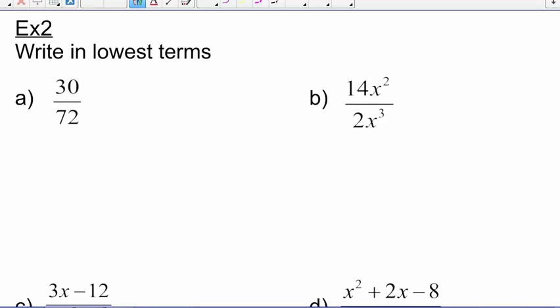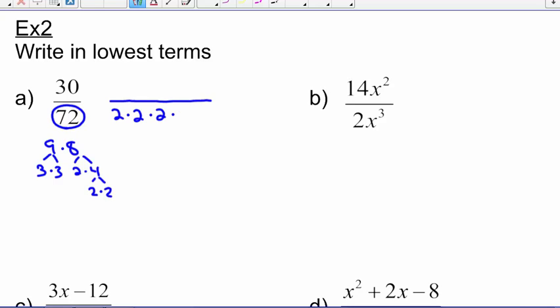So in example 2, I want to write these in lowest terms. I have 30 over 72, and I want to see what's the same in both of them. So how can I break up 30? How can I break up 72? Well, 72, I can think of it as 9 times 8, and 9 is really 3 times 3. 8 is 2 times 4, and 4 is really 2 and 2. You don't have to break all these up, but we'll look at some ways that we can do this. So on the bottom, I'm going to have 2 times 2 times 2 times 3 times 3.